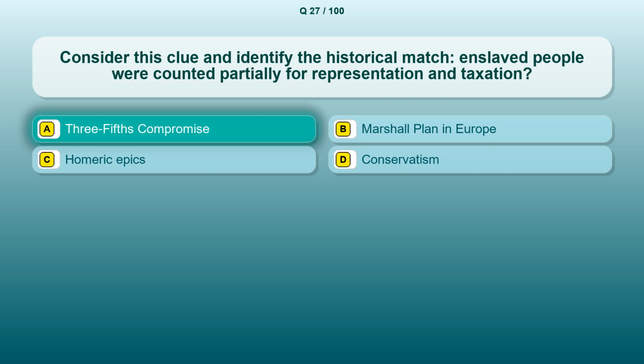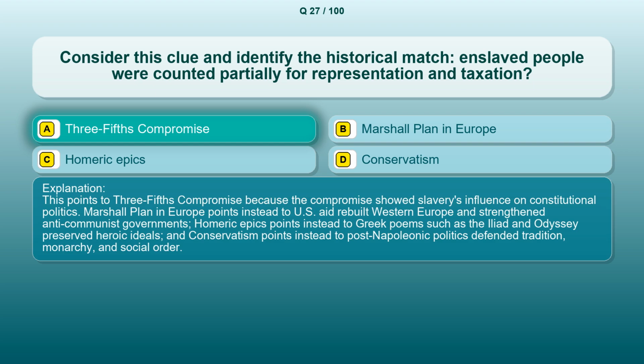The correct answer is option A, 3-5 compromise. This points to 3-5 compromise because the compromise showed slavery's influence on constitutional politics. Marshall Plan in Europe points instead to US aid rebuilt Western Europe and strengthened anti-communist governments. Homeric epics points instead to Greek poems such as the Iliad and Odyssey preserved heroic ideals, and conservatism points instead to post-Napoleonic politics defended tradition, monarchy, and social order.